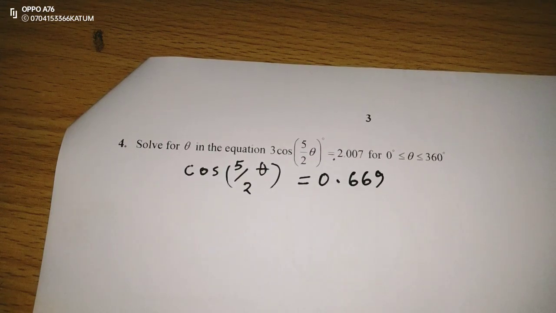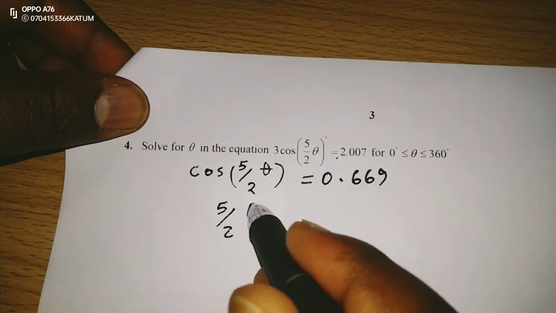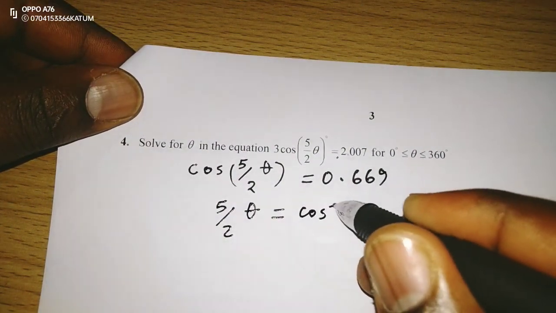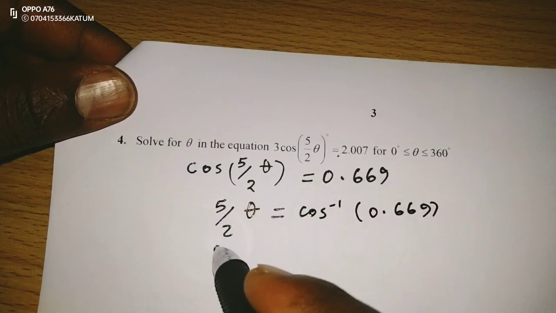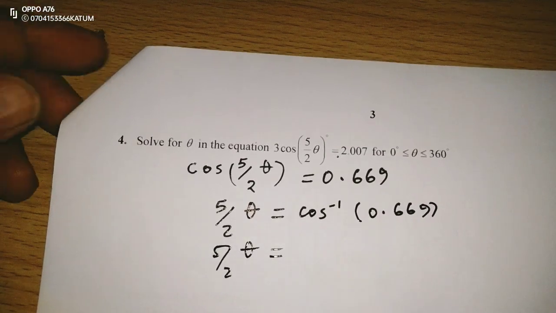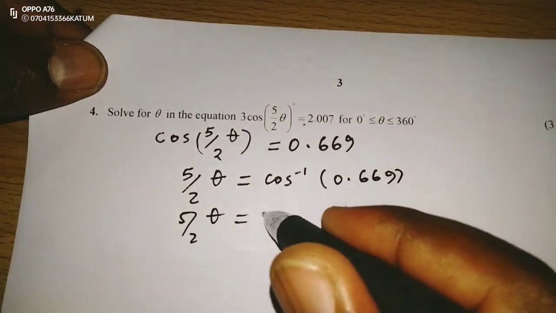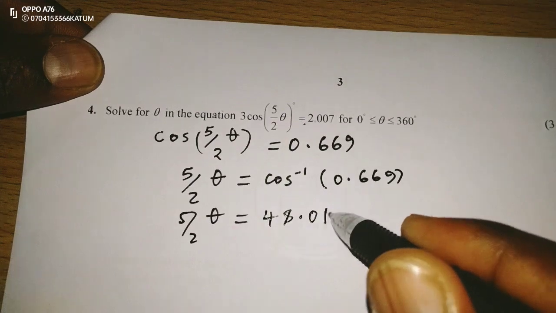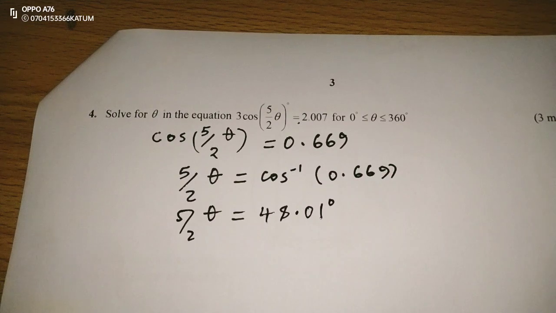Therefore, if the cosine of 5 over 2 theta equals 0.669, then the value of 5 over 2 theta should be equal to the cos inverse of 0.669. That is, 5 over 2 theta equals the cos inverse, or shift cos, of this value, which is 48.01 degrees. So this is the acute angle whose cosine equals 0.669.